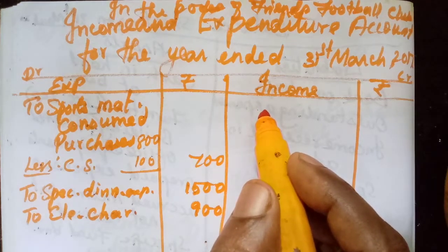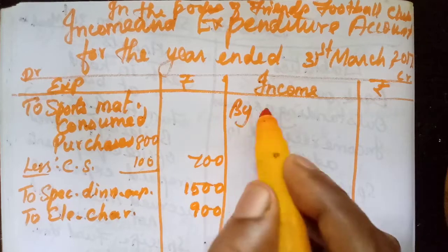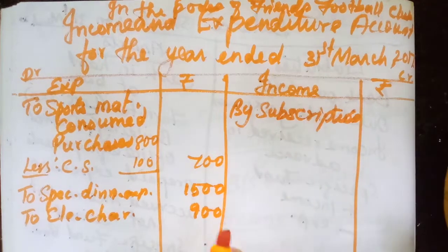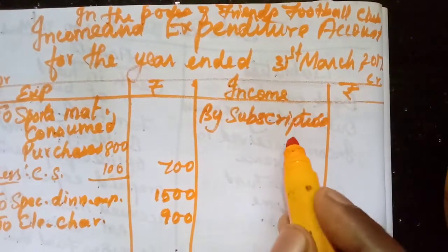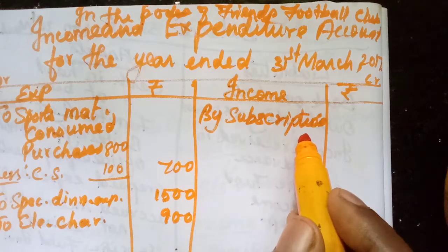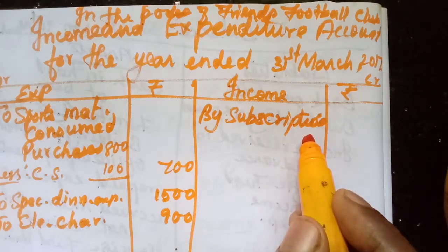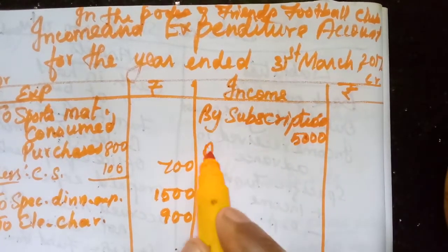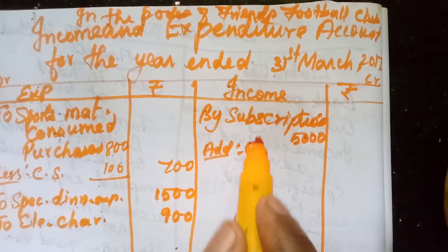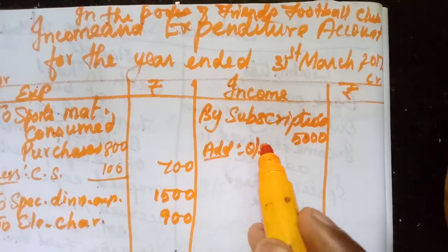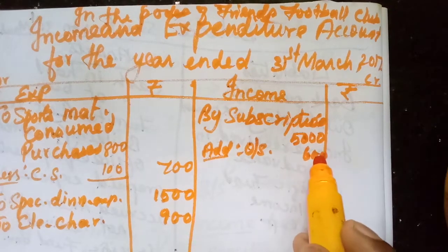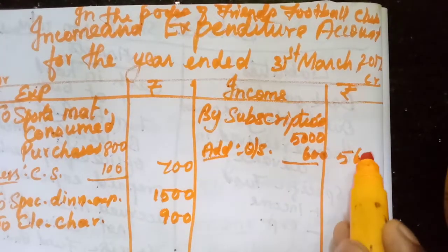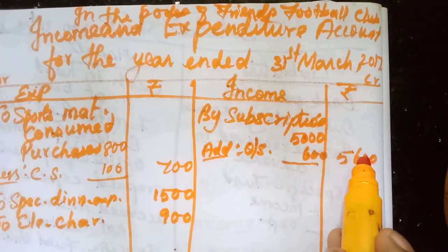That opening balance no need, isn't it? Then by subscription, here by subscriptions 5,000. So we have adjustment, I think, isn't it? Subscription outstanding 600. So that we need to adjust 5,000. Add outstanding subscription. You write fully. Okay, outstanding 600, that second adjustment. When we add, we will get 5,600.